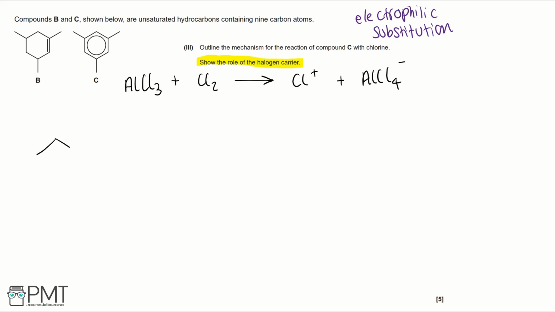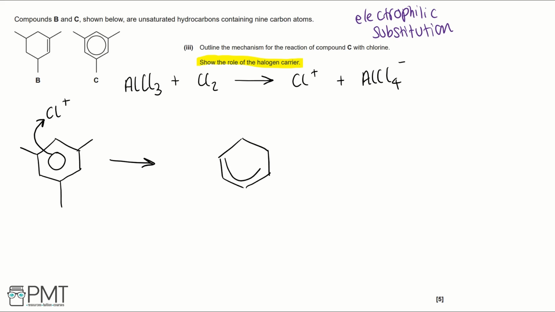So if we start by drawing compound C as our starting material, and then we're going to show how it initially reacts with the electrophile. So that's going to be Cl+. So what happens is the ring is going to be attracted to this electrophile, and we're going to produce an intermediate. So the mark scheme is pretty picky when it comes to how you draw the intermediate. So this curly arrow needs to be exactly on the points here on the dotted line.